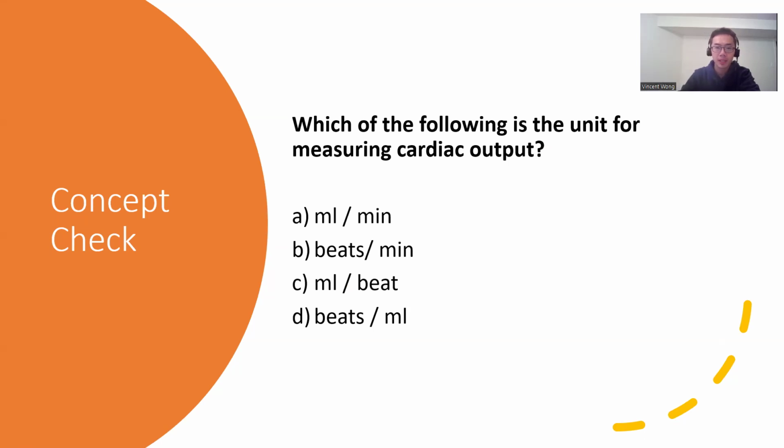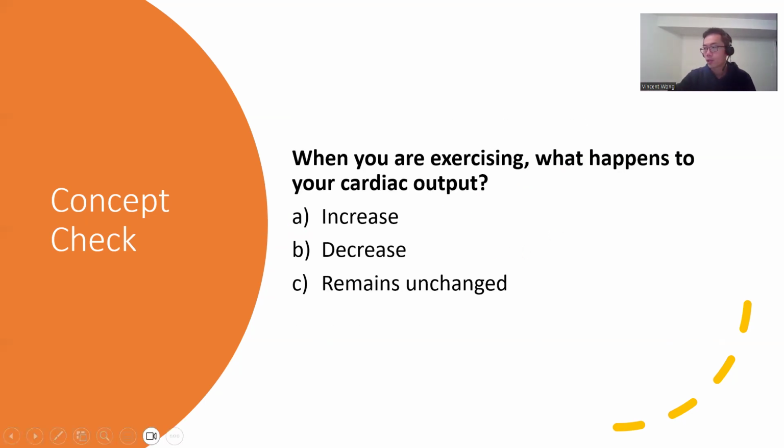All right, most of you got it right. Cardiac output is milliliters per minute. Cardiac output equals heart rate multiplied by stroke volume. Heart rate is beats per minute. Stroke volume is milliliters per beat. If you work it out, then cardiac output is milliliters per minute. Okay, next question.